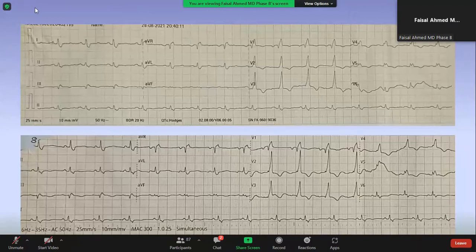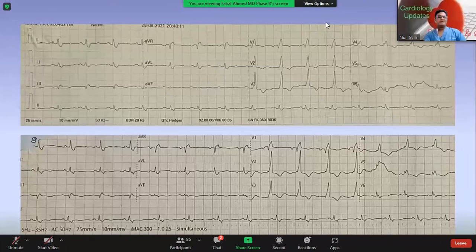Usually in case of ASD secundum there is presence of incomplete RBBB with right axis deviation, and in case of ASD primum there is presence of incomplete RBBB with left axis deviation, which is actually the case in our patient. There is presence of RBBB with left axis deviation.